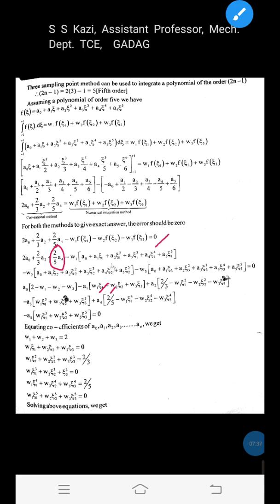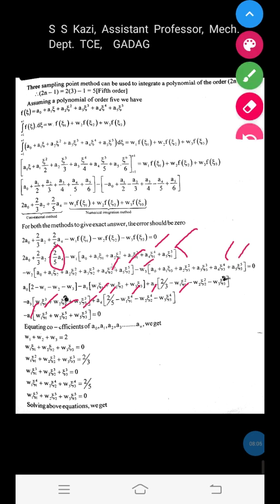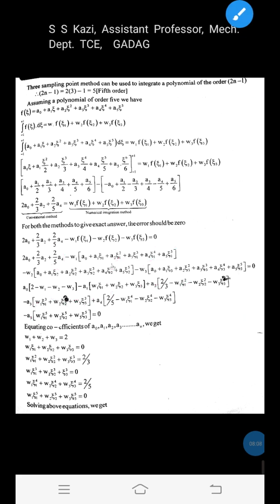Okay, now next come to a4's common, a4 into bracket 2 by 5 minus w1 zeta 1 raised to 4 and next w2 zeta 2 raised to 4 minus w3 zeta 3 raised to 4. Okay, minus a5 common, a5 into bracket w1 zeta 1 raised to 5 and next w2 zeta 2 raised to 5 and next w3 zeta 3 raised to 5 is equal to 0. Like this you write the coefficients of all a0, a1, a2, a3, a4, a5 and equate it to 0.